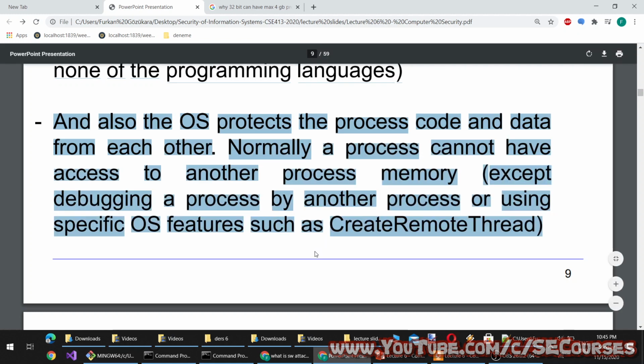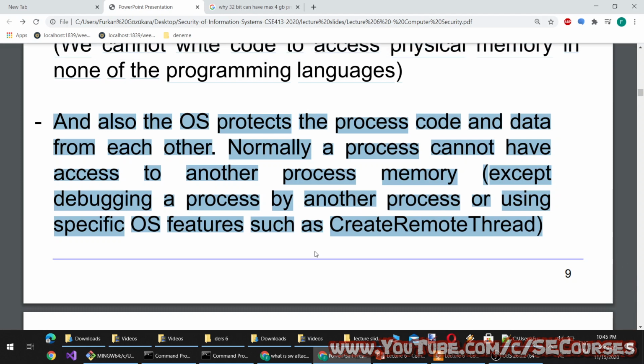And also the OS protects the process code and data from each other. Normally a process cannot have access to another process memory except debugging a process by another process or using specific OS features such as create remote thread.